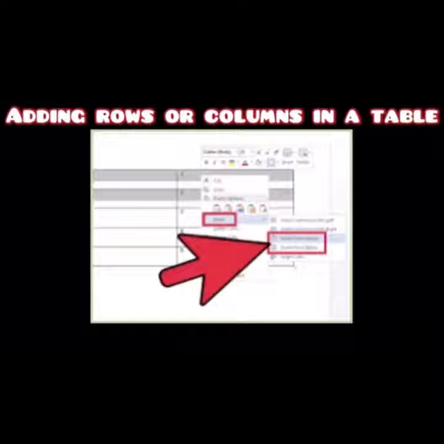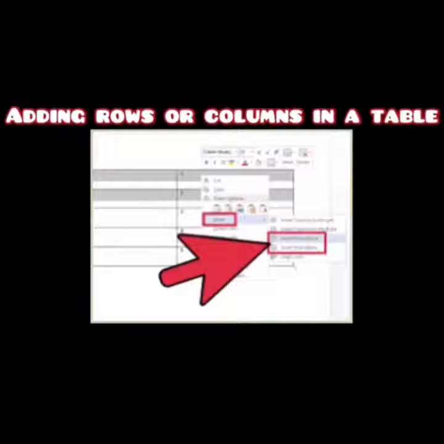So what is the first step? I have to place a cursor on the cell where I want to insert a row or column. Right click. Then I have to select the Insert option. After selecting the Insert option, I will get many other options like Insert column to the left. You can see in this picture. Insert column to the right. Insert rows above. Insert rows below. Accordingly, I have to select, and the rows and the columns will be added in the table.